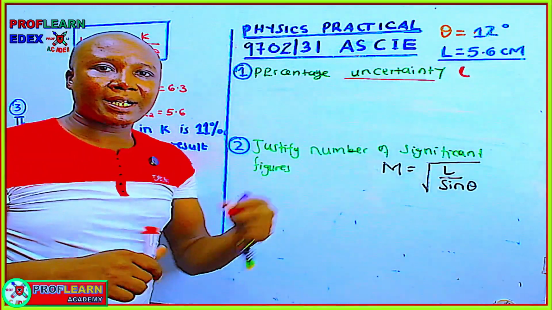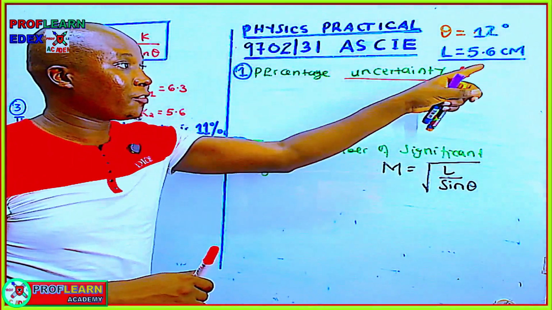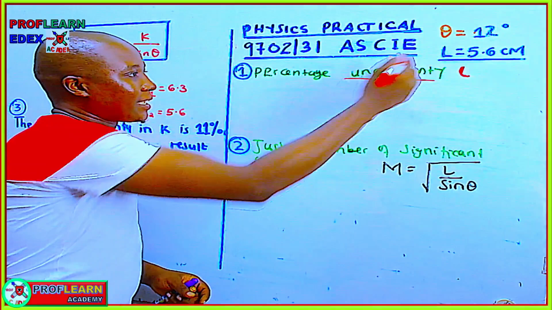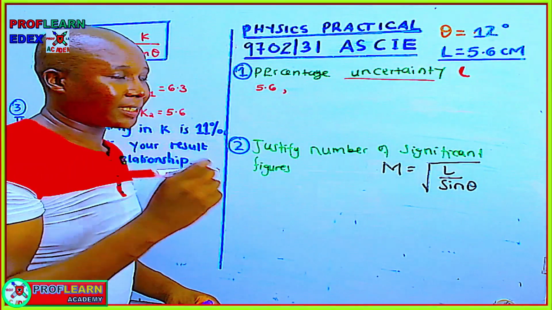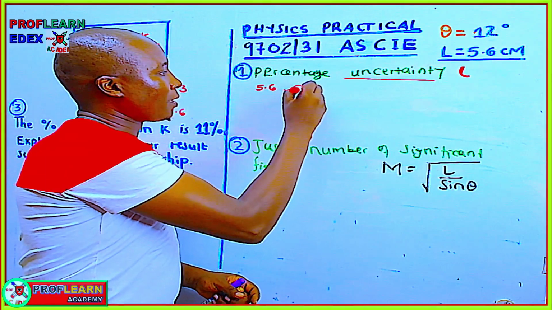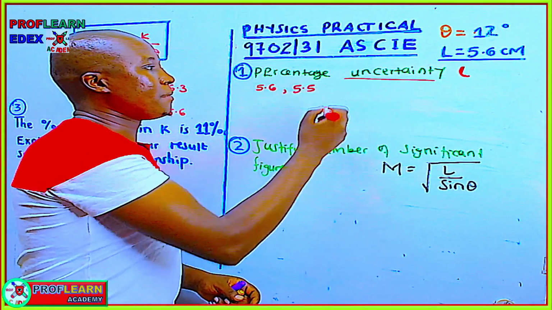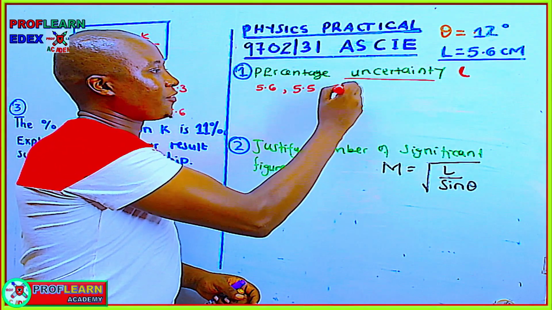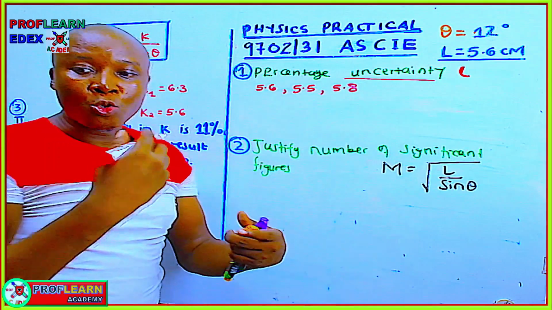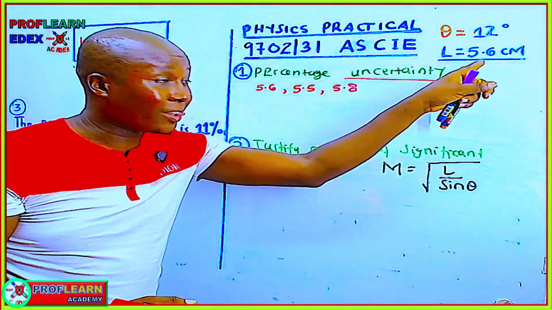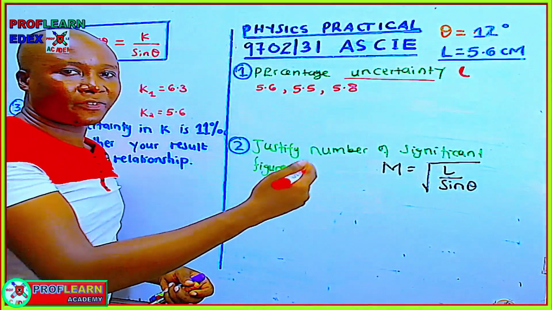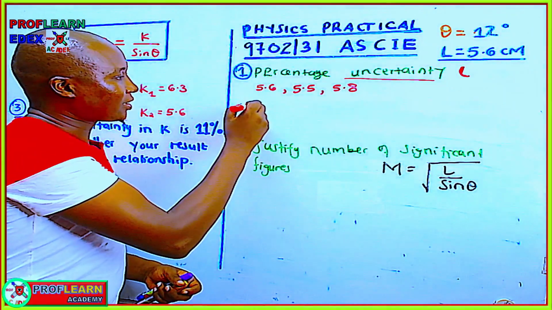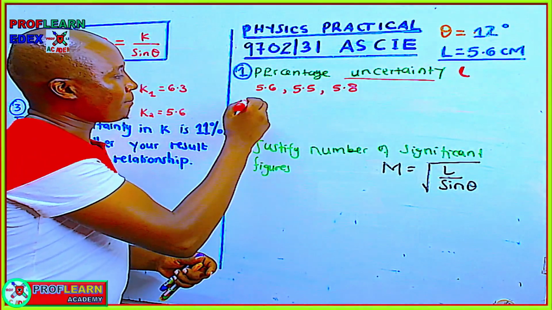You need to go back and take different measurements for L. So you can measure L again, maybe you will get 5.6. Again, you repeat taking that measurement, you get 5.5. And again, maybe you take the measurement, you get 5.8. So you repeat different measurements for that L so that you can get different measurements. Then the first thing you are going to do is to find the mean of L.